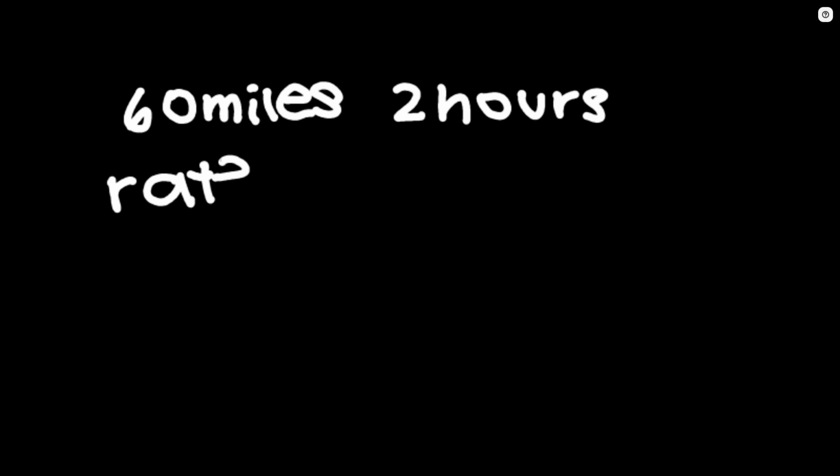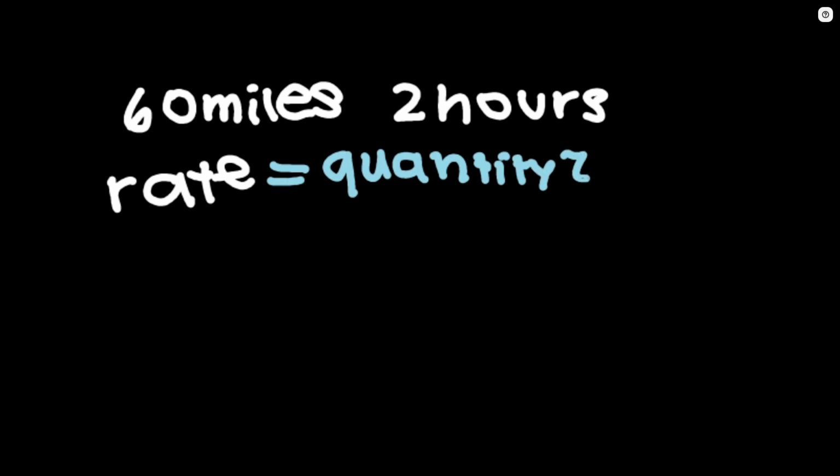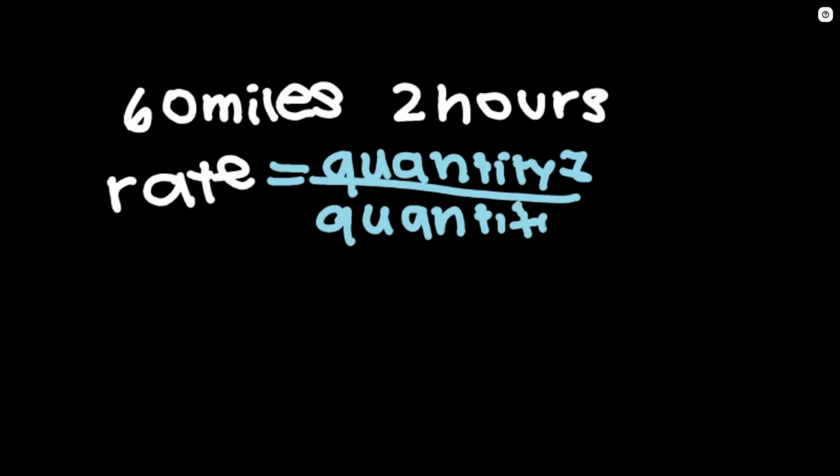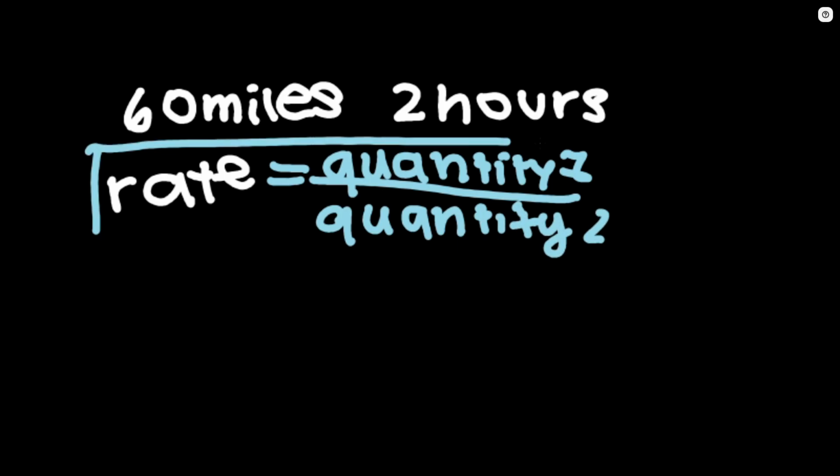Now, let's level up. Rates are ratios too, but they compare different kinds of things. So let's talk about rates. Let's give an example first. I drove 60 miles in 2 hours. Okay? The equation for rate is quantity 1 over quantity 2. So this is the equation.